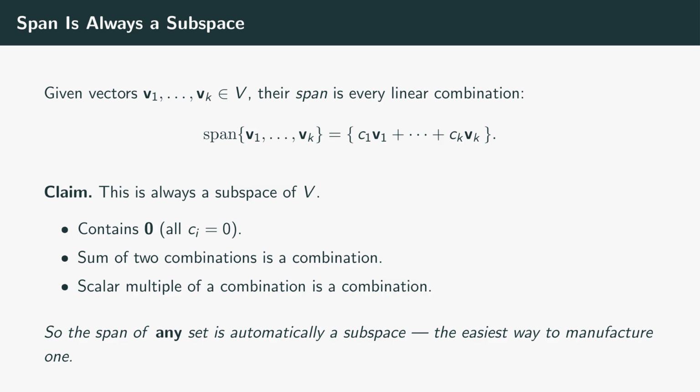This is the most reliable way to manufacture a subspace. Grab any vectors you like and take their span. Lines and planes through the origin are exactly the spans of 1 or 2 vectors.